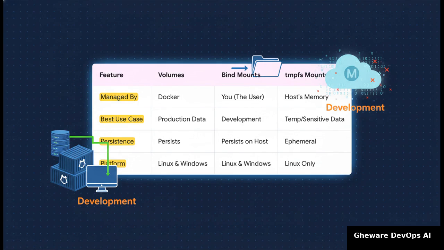First, we've got volumes. These are managed completely by Docker, and they are the number one choice for production data. Next up, bind mounts. This is where you connect a folder from your own computer directly into the container. Absolutely perfect for development. And finally, you've got the special one, tmpfs mounts. This is a Linux-only trick where data gets stored in your computer's memory, or RAM. It's blazing fast, but the catch is the data disappears the instant the container stops. It's great for sensitive info you never want to write to disk.